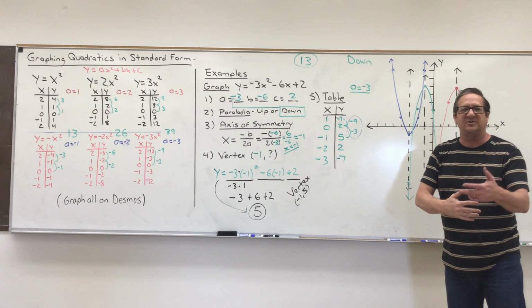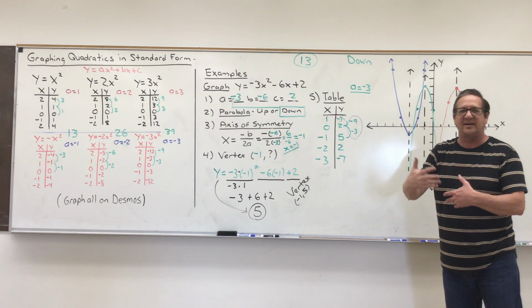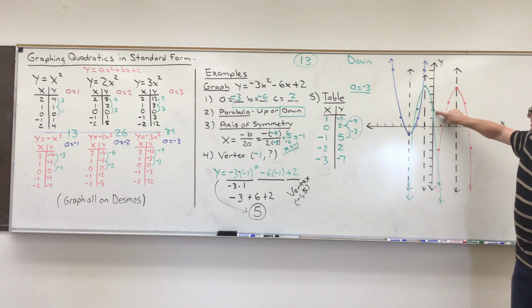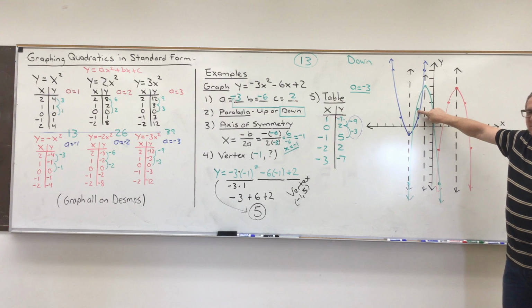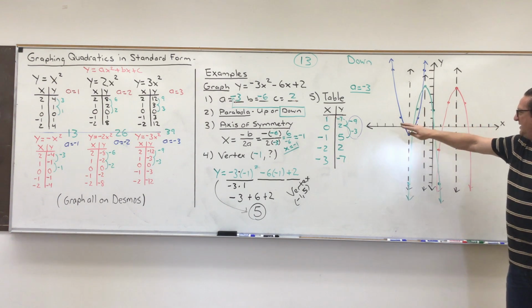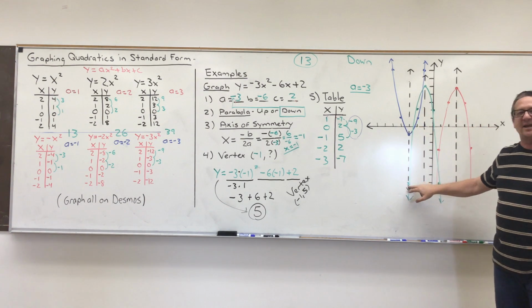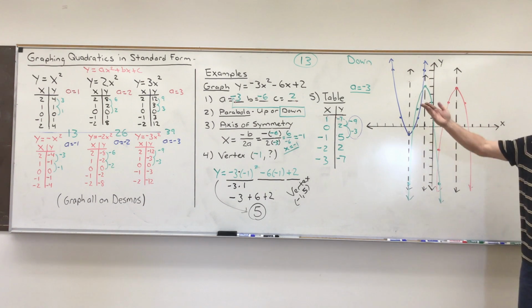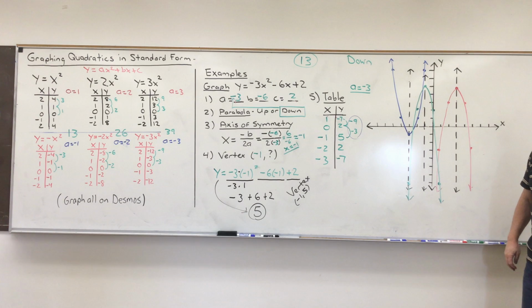And I'd already finished this. I ran out of time, but I didn't know that. And so I've already plotted 0, 2 and -2, 2. And then I plot 1, -7 and -3, -7. And I have the graph of y equals -3x squared minus 6x plus 2.